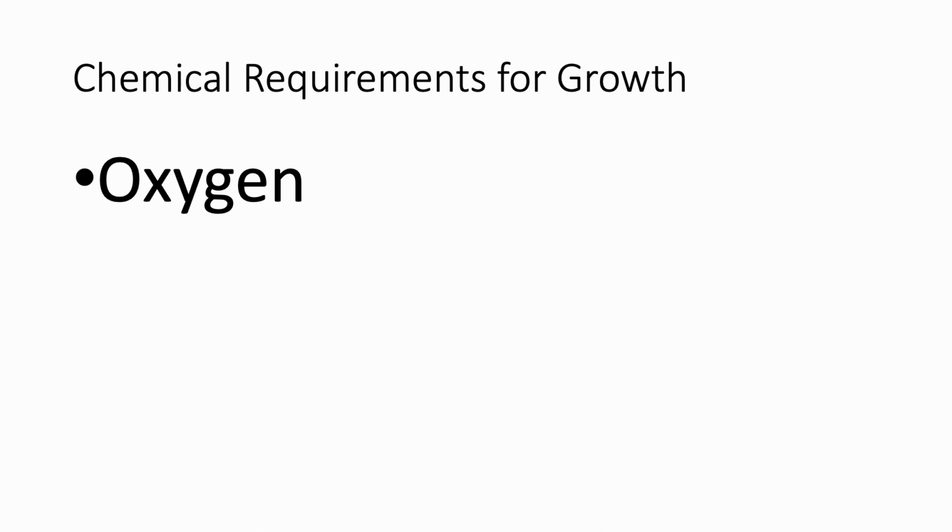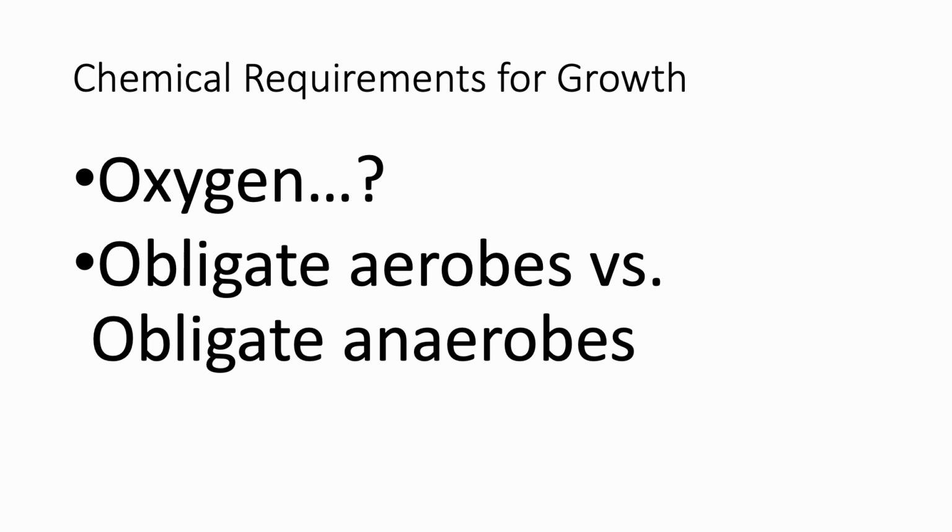We'll start off talking about oxygen as a chemical requirement for growth. And oxygen is an essential for growth. Or is it? Remember in the last lecture when we were talking about metabolism, all organisms actually don't need oxygen in order to get energy. So humans need oxygen. We're obligate aerobes, but all types of bacteria do not need oxygen. So bacteria can be obligate aerobes and require oxygen. They can also be obligate anaerobes and actually die in the presence of oxygen.